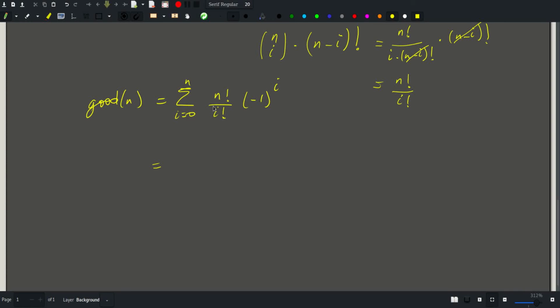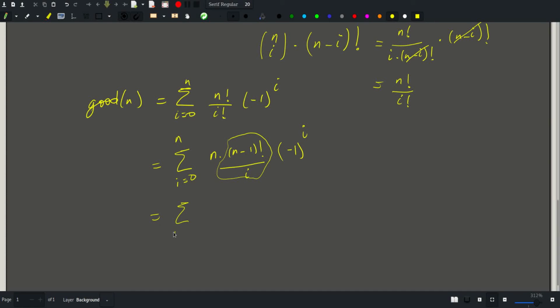So we could do the following first. We have sigma from i equals 0 up to n of n times n minus 1 factorial divided by i factorial times negative 1 raised to the i. We know that n factorial is just n times n minus 1 factorial. So this is what we would actually have in good of n minus 1. But the sigma here does not match, because in that case we would only have up to n minus 1 here instead of n. So what we can do is break down this sigma.